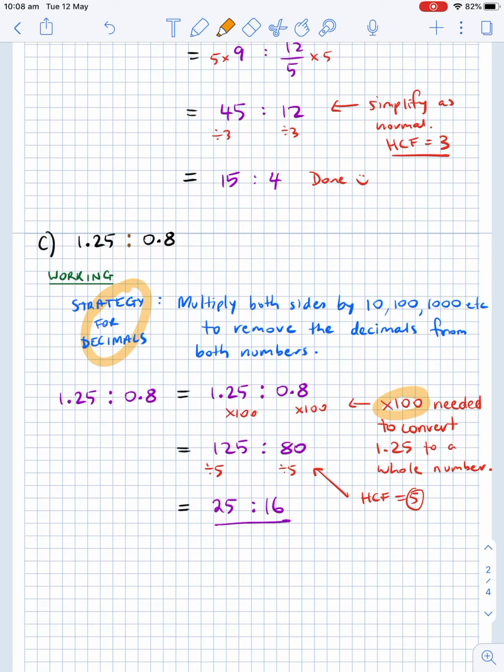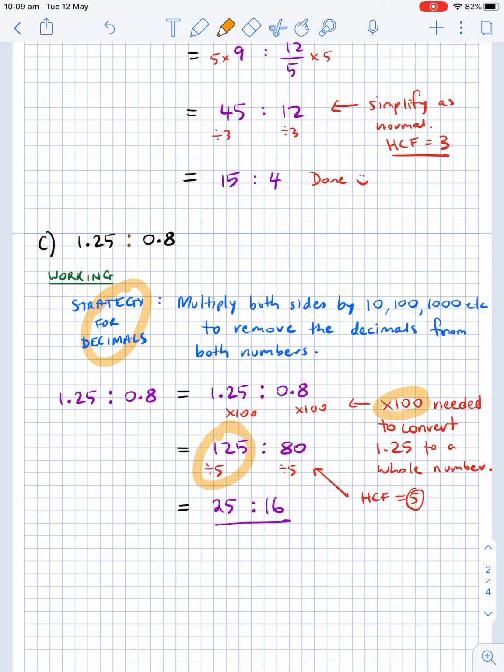That's a whole number. It's all about making whole numbers. And then 0.8 times 100, that gives me 80. So that number there is the smallest number possible that will make both of these turn into whole numbers. So we get out these two whole numbers. Now we need to think what's the highest common factor of these two whole numbers. And the highest common factor of these two is 5. So we can divide both by our highest common factor. 125 divided by 5 is 25, and 80 divided by 5 is 16.